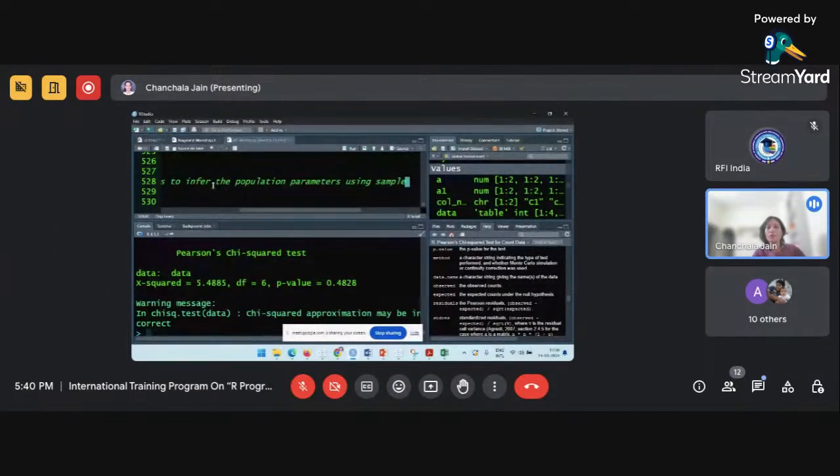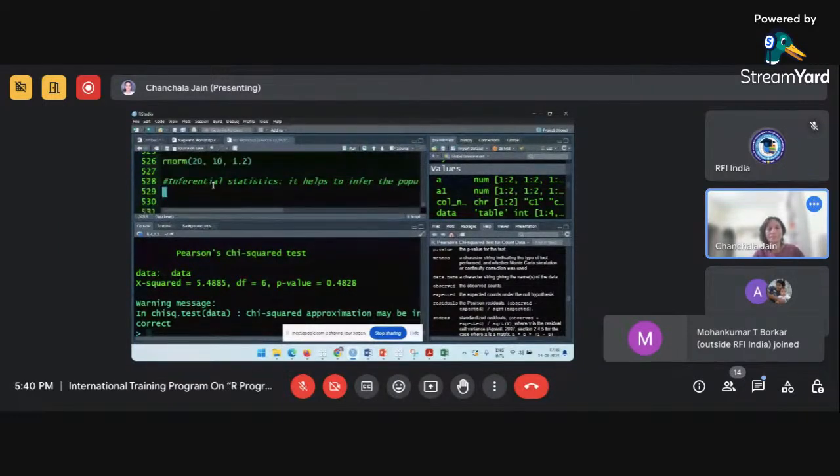In that case, what we do is draw a sample from the population, right? And usually when we are writing a paper, I think everyone is aware of this, we generally mention the sample size is 100, 200, 500 or something. So that way we know this thing. Using a sample, we are trying to infer the population parameters. We are trying to ascertain the population parameters. So in that case, we are taking the help of inferential statistics, right?